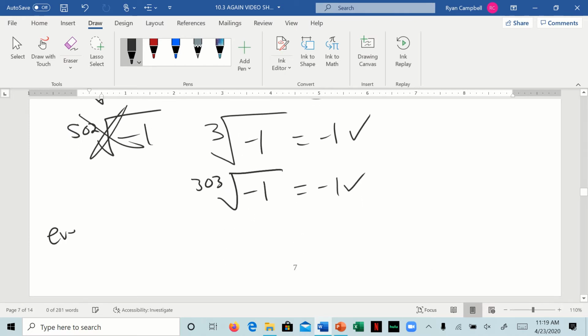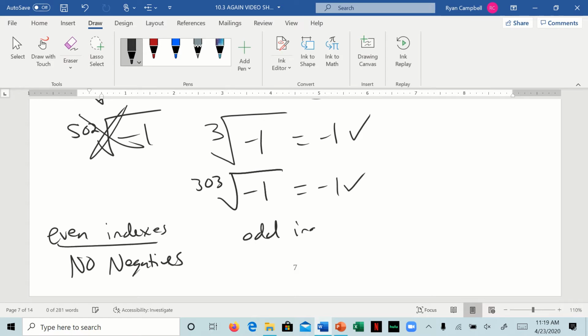So even indexes, no negatives inside. Odd indexes, or I guess technically we would call them indices, so I should probably write it correctly, it's okay to have negatives inside.